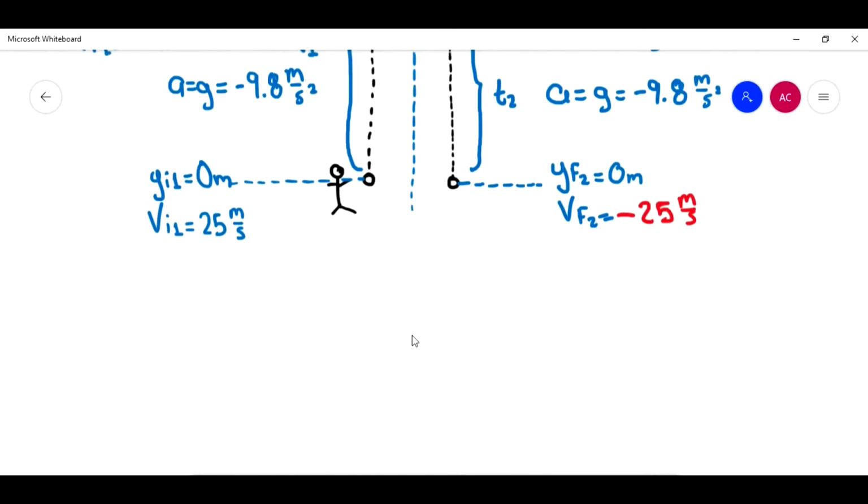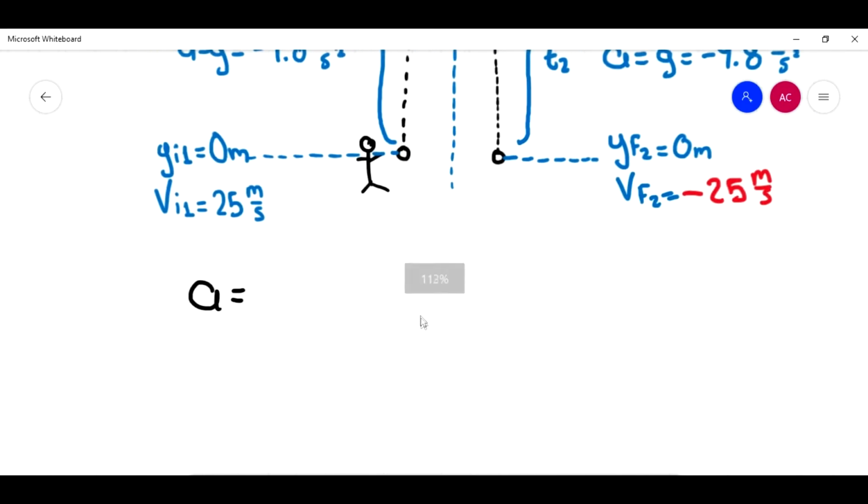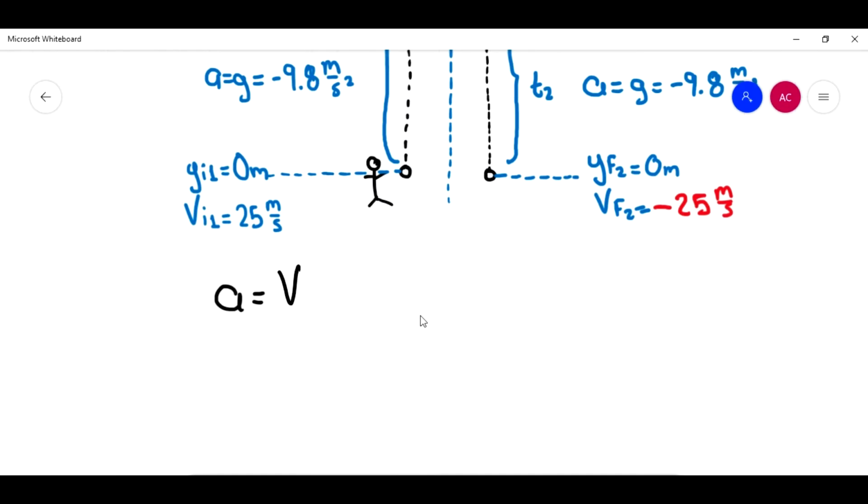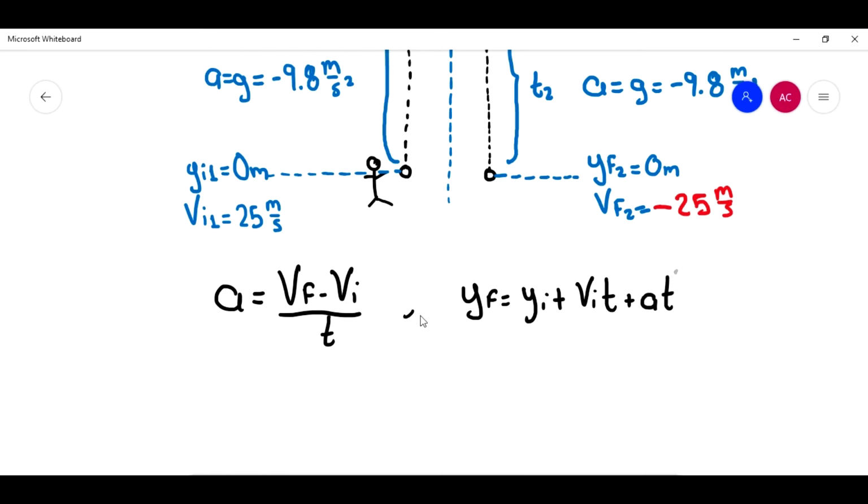So acceleration equals final velocity minus initial velocity over time, and final position equals initial position plus initial velocity times the time plus acceleration times time squared over 2.